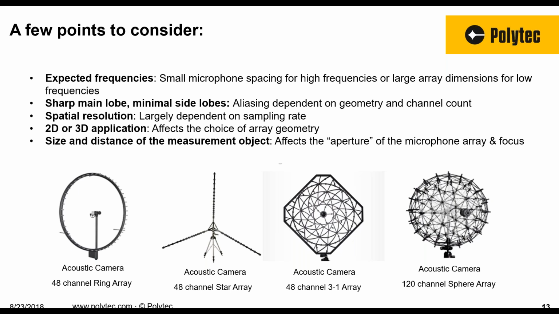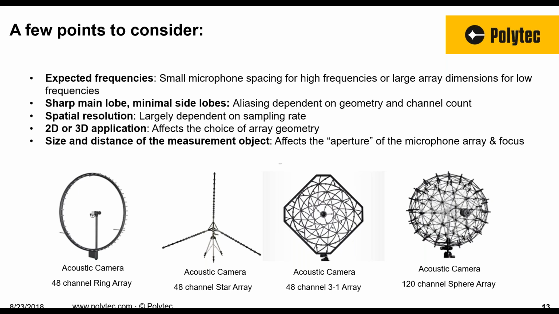If you're looking at higher frequencies, then you're going to have closely spaced microphones. So like in our ring array, you'll see the microphones are a bit closer together. We're able to go a bit higher in frequencies when you're looking at 10 kilohertz or above. Another point to consider is to try to create sharp main lobes and minimal side lobes. That way you're able to pick out the sound source exactly where it's coming from.